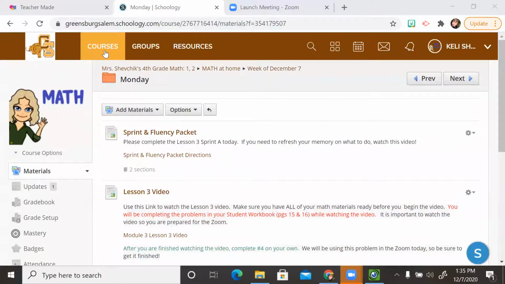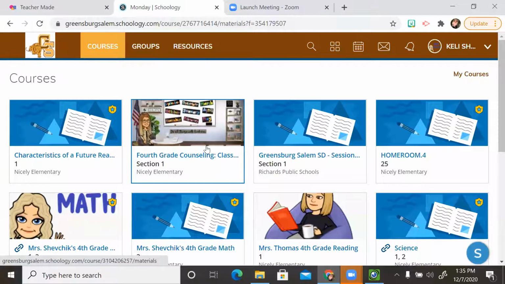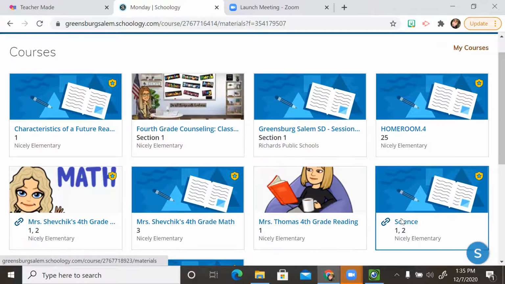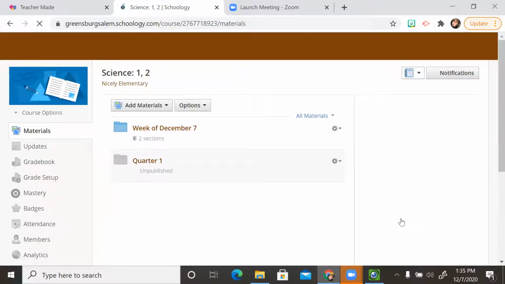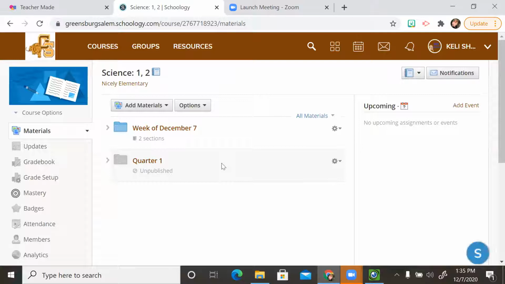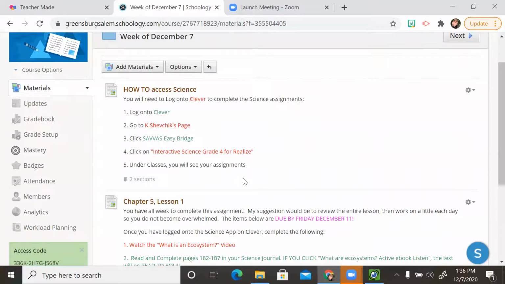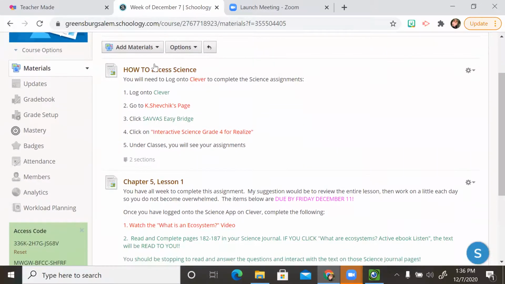So when you go to Schoology, where do you think you're going to go? Someone unmute yourself and tell me what class I'm going to go in. Science. So you might need to click where it says my courses if you can't see it. Mine's right here. I go to science. Now where do you go? December 7th. That's today. Very good. Okay, so this tells you how to access science. You need to get onto Clever. These are the directions on how to find your book.